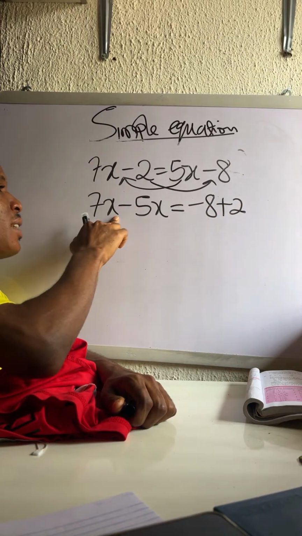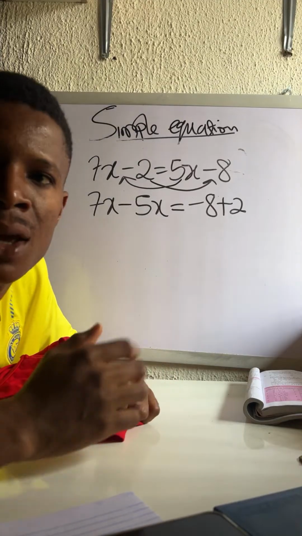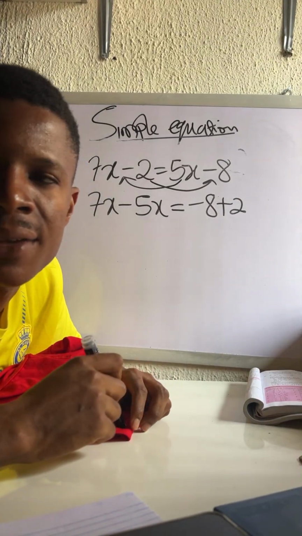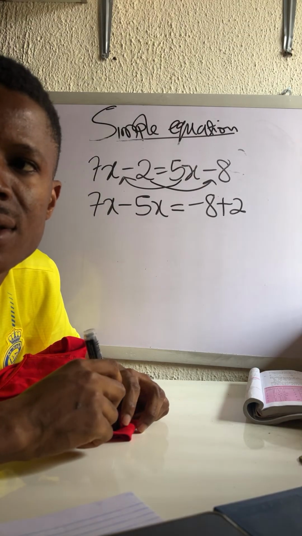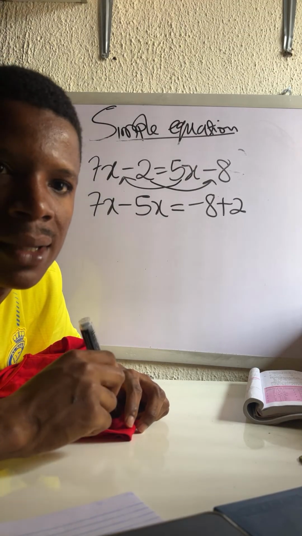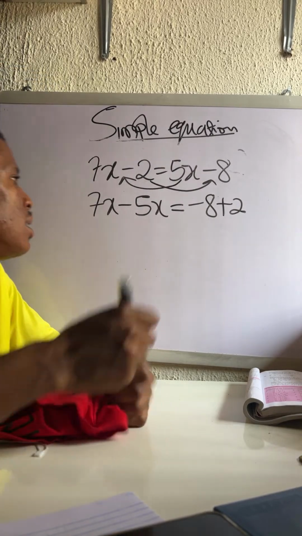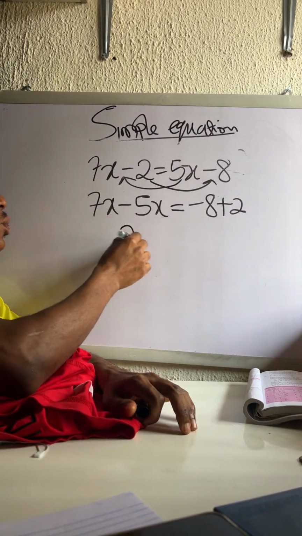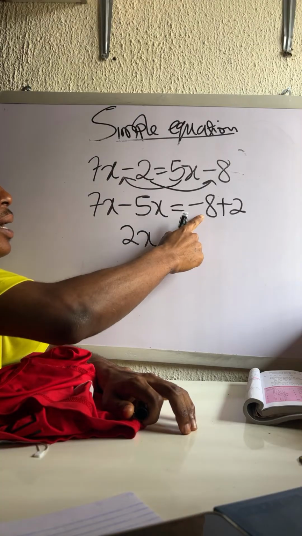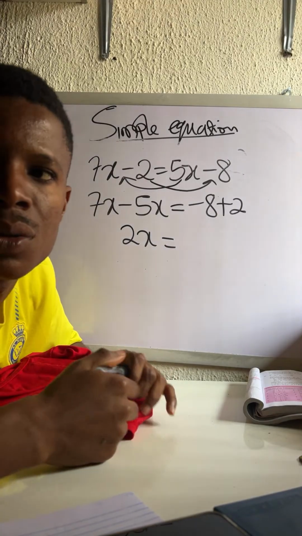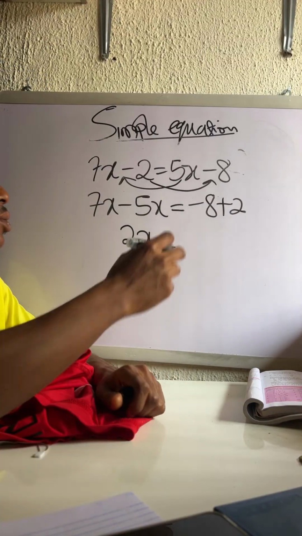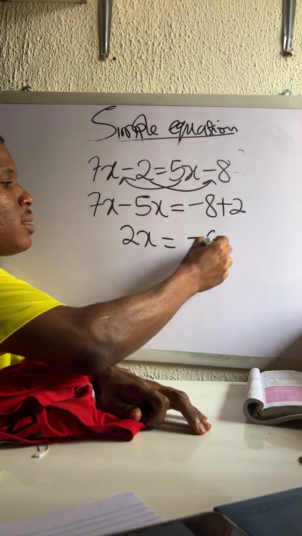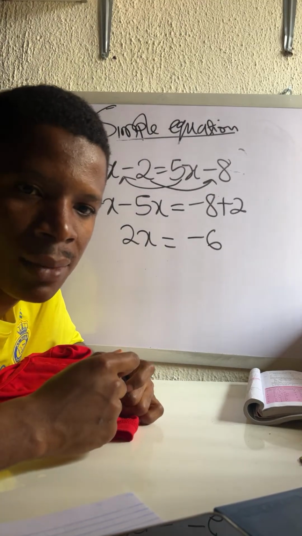So what is 7x minus 5x? Thank you, Piska, for writing. 7x minus 5x is 2x, and that's equal to minus 8 plus 2. Minus 8 plus 2 is what? Minus 6, right? You have it as minus 6.